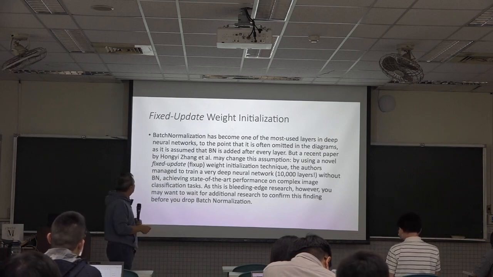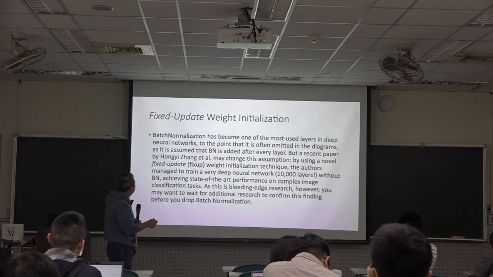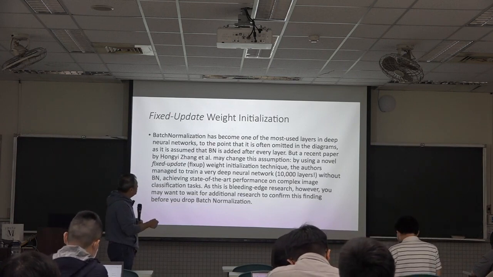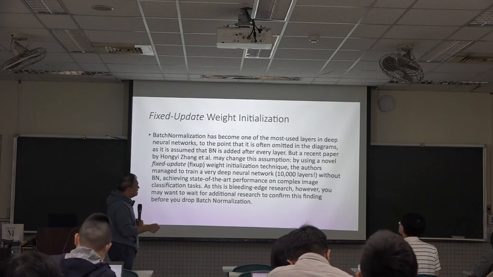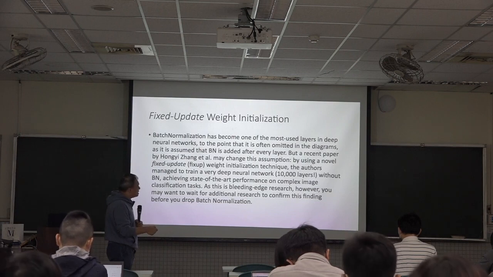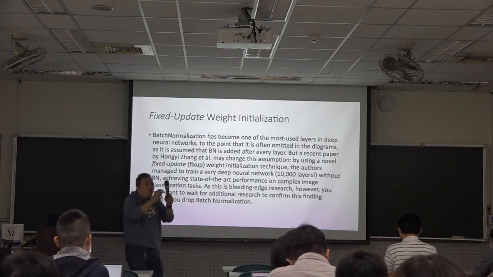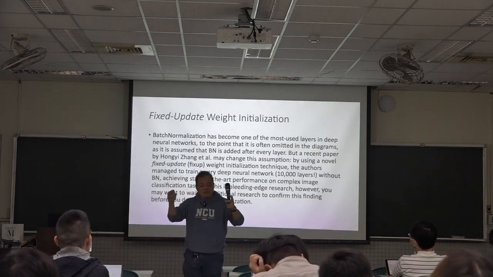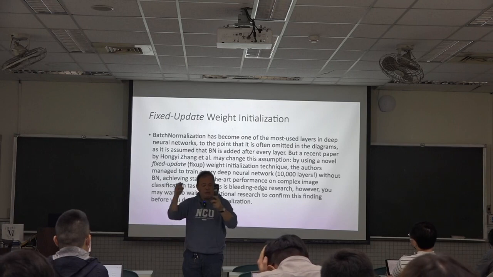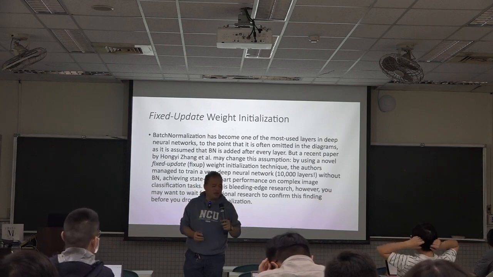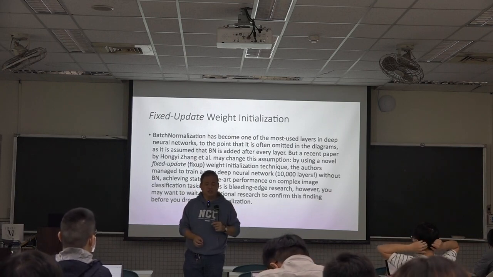So now we are almost done with batch normalization. But the last thing: batch normalization has become one of the most used layers in deep neural networks, to the point that it is often omitted in a diagram. A lot of times we draw a model diagram, like, oh, this layer is something, this layer is something else. But the BN is used so often that you don't need to draw it in your model diagram, because we pretty much use it all the time.